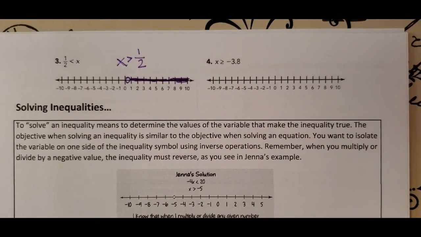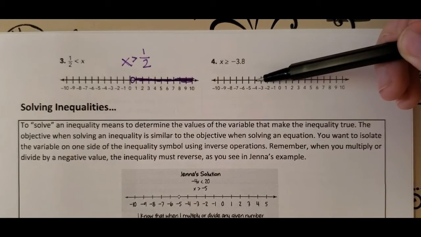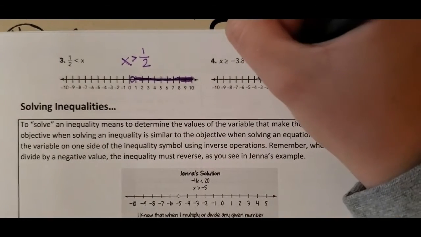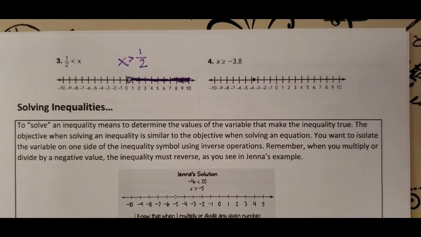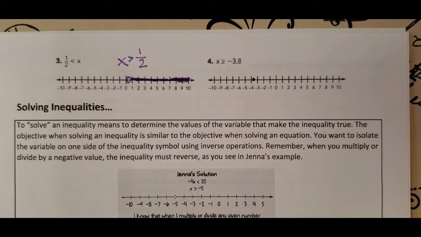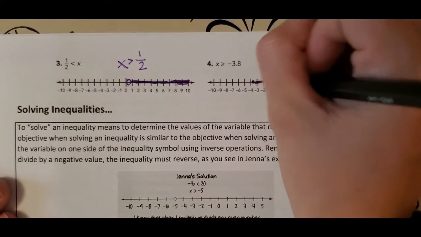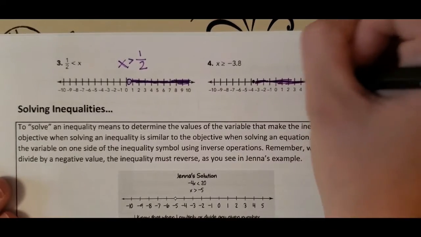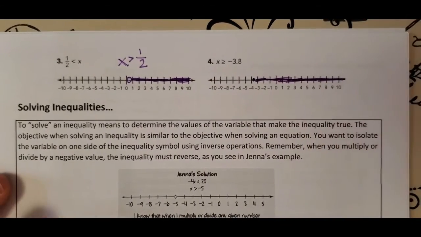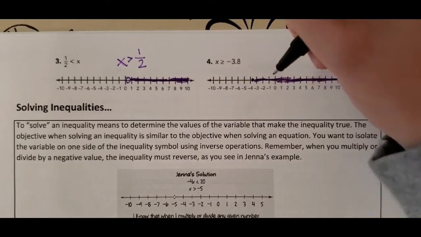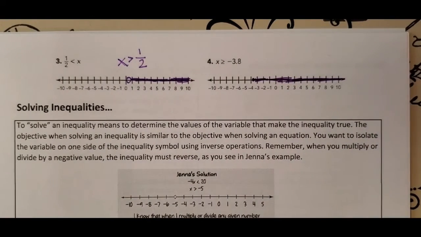Looking at number 4, our variable is in the correct place, and we are at x is greater than or equal to -3.8. Well, -3.8 is pretty close to -4, so maybe right here. It is going to be a closed dot because it is including it's greater than or equal to. And anything greater than -3.8 is to the right. So we're going to shade to the right. So that's just a quick little reminder of how to graph simple inequalities.